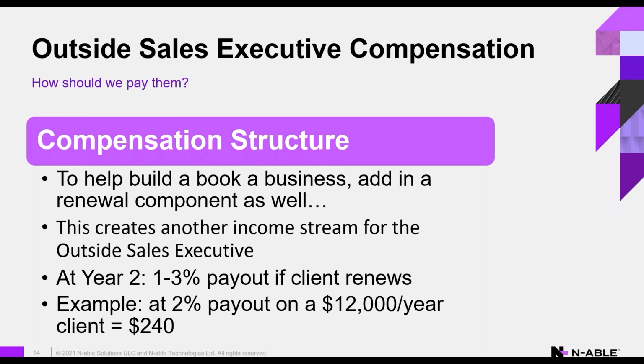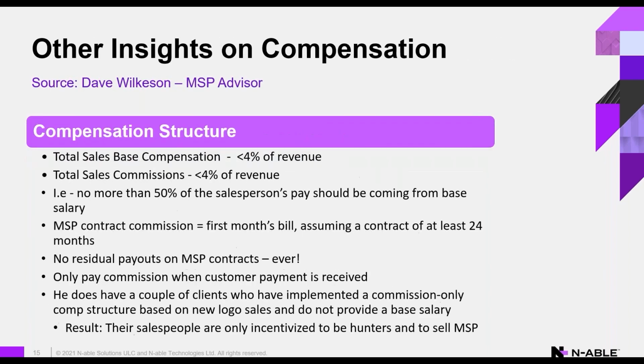So in addition to the comp plan, by building in kind of a renewal component, you're creating almost like another income stream for the outside sales rep. So you may look at, year 2 and beyond, if the client renews, I've heard anywhere from 1 to 3% payout for that outside salesperson if they renew. So for a $12,000 a year client at 2%, it results in an additional $240 in renewal revenue bonus that gets added up into their paycheck.